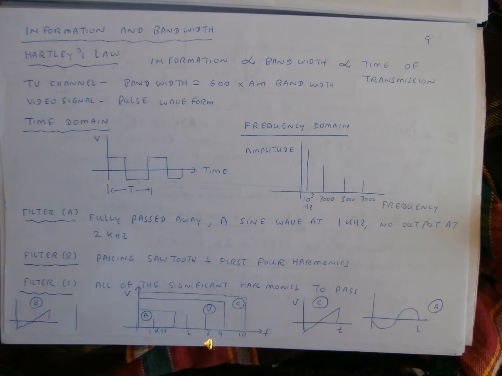Theta B passes the sawtooth wave and the first four harmonics. Theta C allows all the significant harmonics to pass. So theta A, B and C have frequency characteristics that you can see in the following diagram. Theta C is a sawtooth wave, theta A is the fundamental sine wave, and theta B is another kind of sawtooth wave. I believe this kind of theta is applied in telecommunication systems.